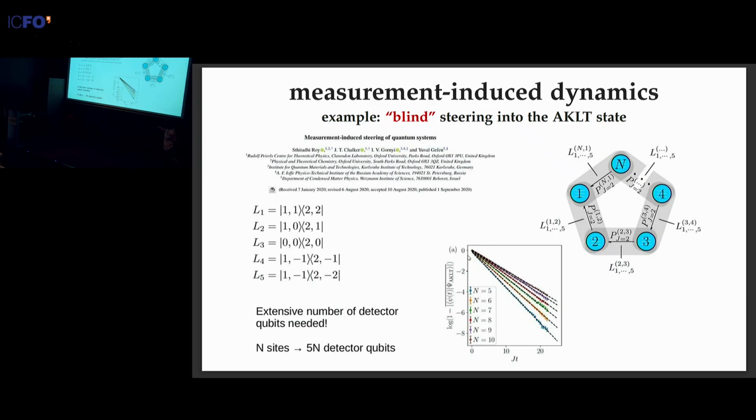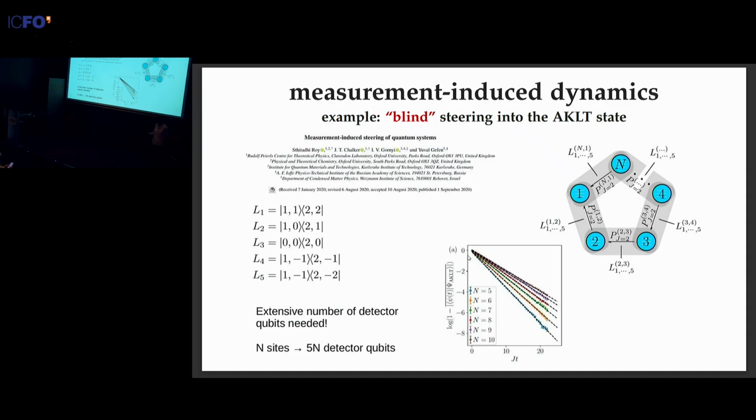And you see that these jump operators de-excite all the states with j equals 0, so all the excited states. And then if you just let the system interact with these meter qubits for a short time, trace them out, interact, and so on, you do approach the steady state, the target state, the ground state of the AKLT.